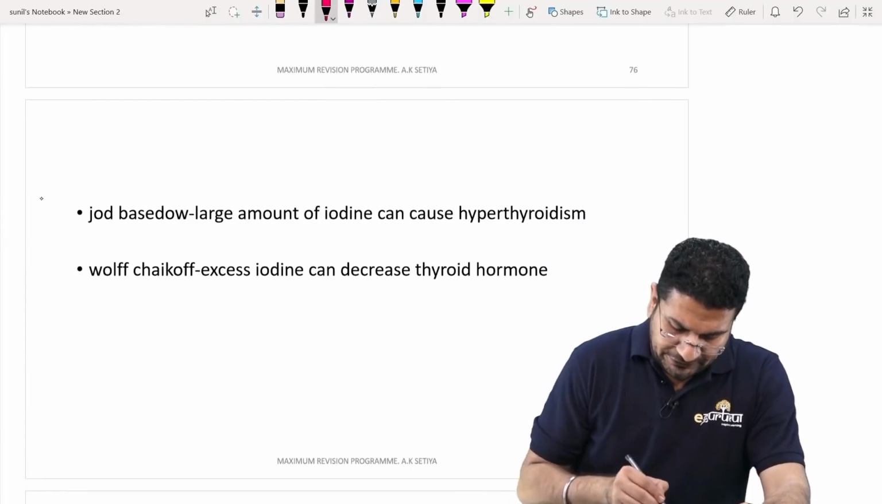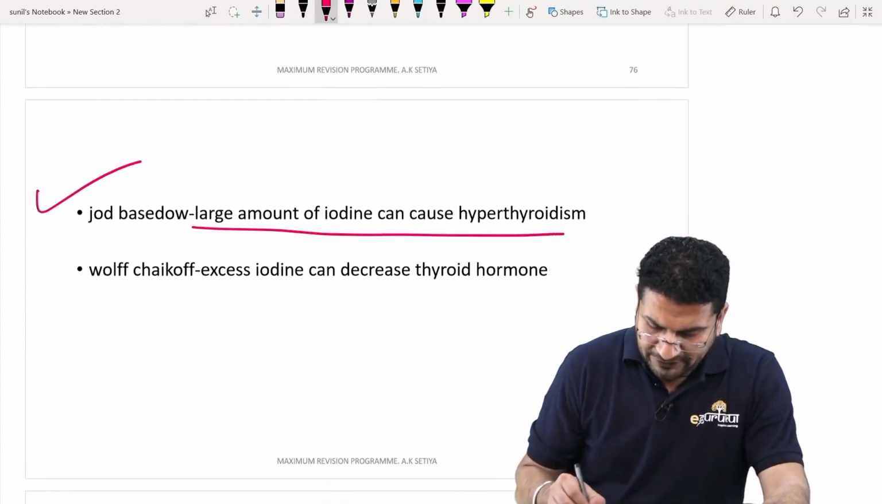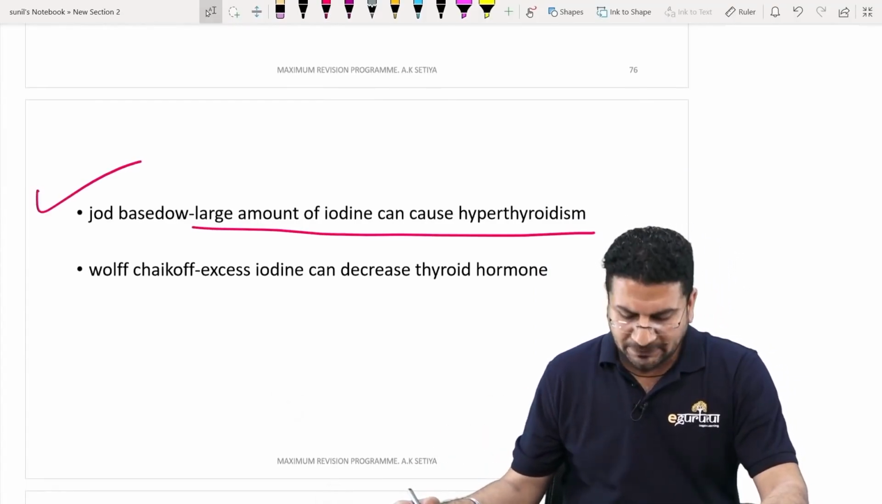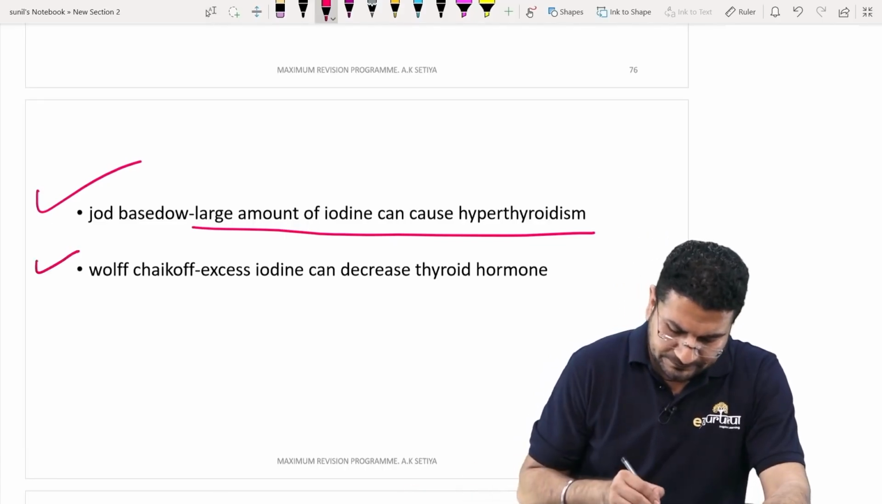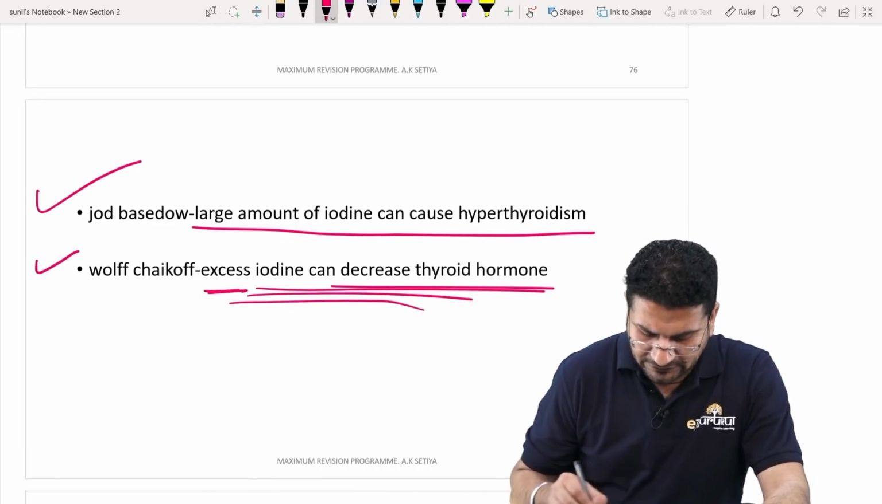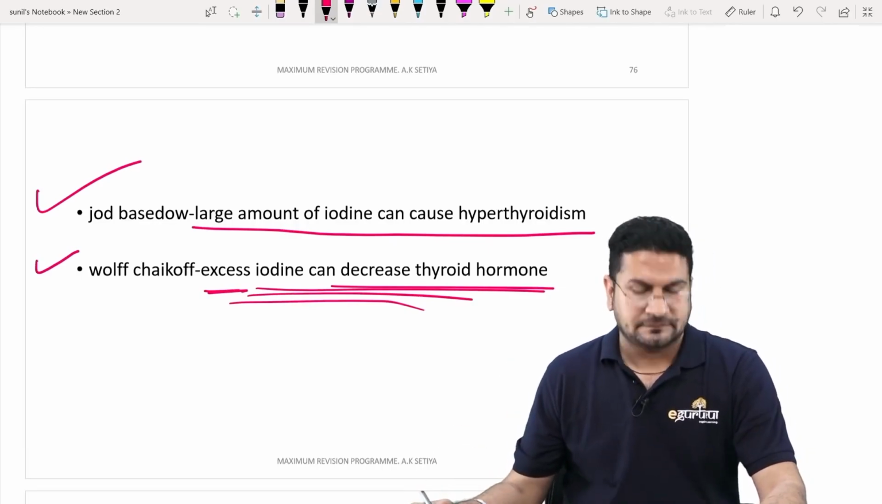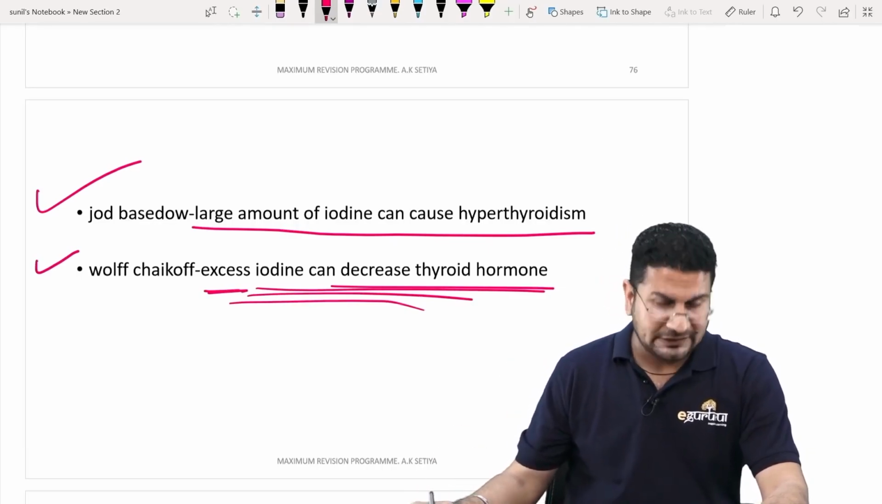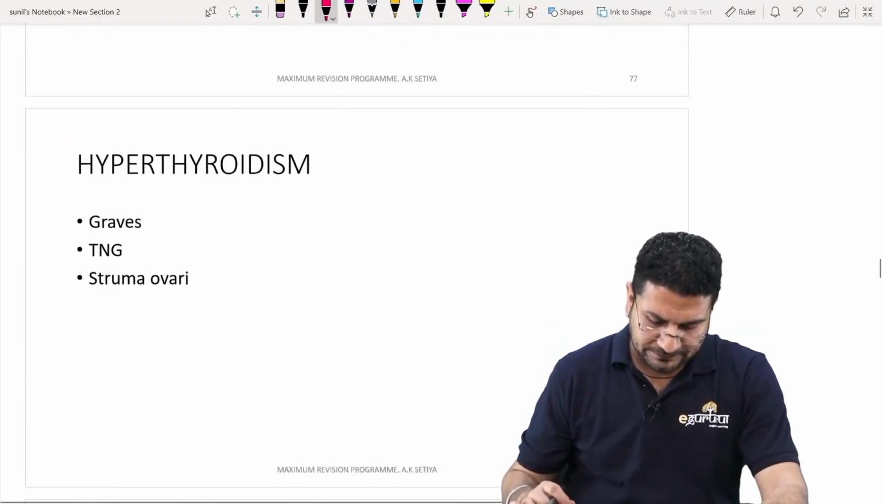Okay, 2 possible MCQs. If you give large amount of iodine, that can cause hyperthyroidism. We call this Jod-Basedow effect. Excess iodine can decrease thyroid hormone synthesis. We call this Wolff-Chaikoff effect. Right. So understand this. These are 2 effects that they ask in exam: Jod-Basedow and Wolff-Chaikoff.